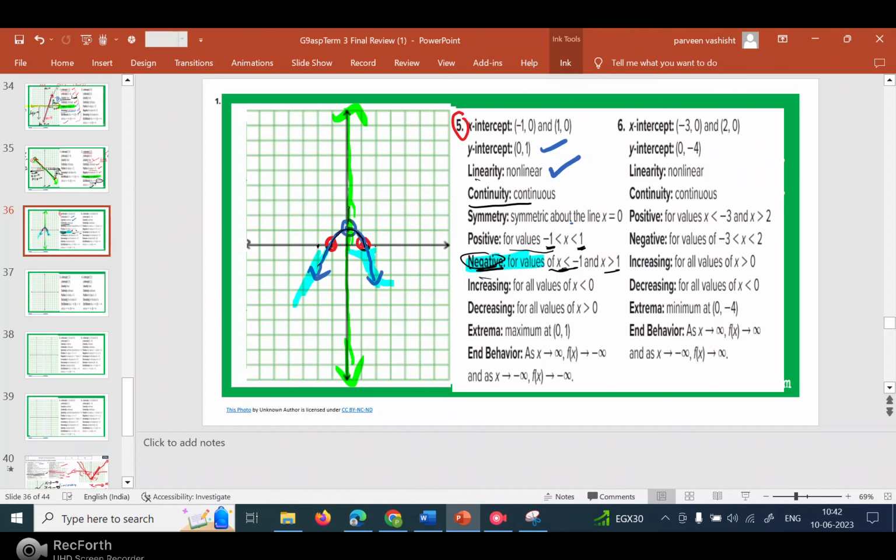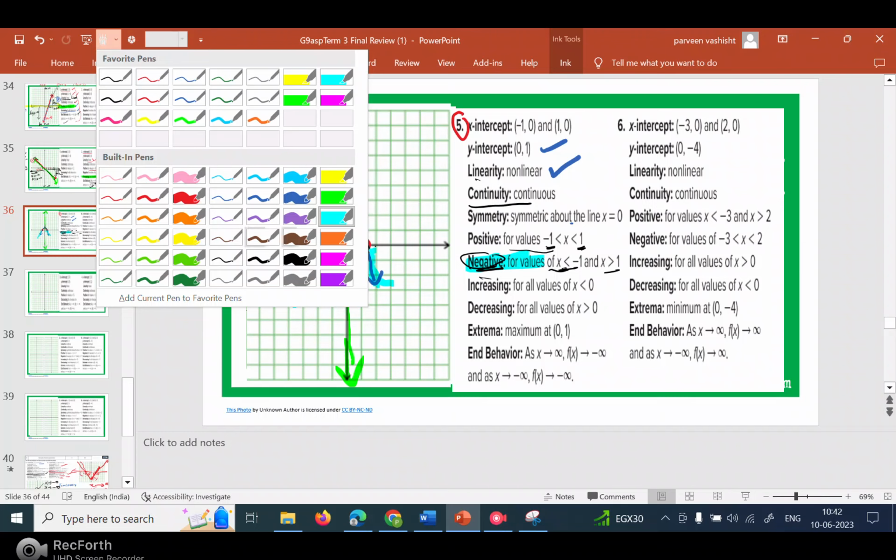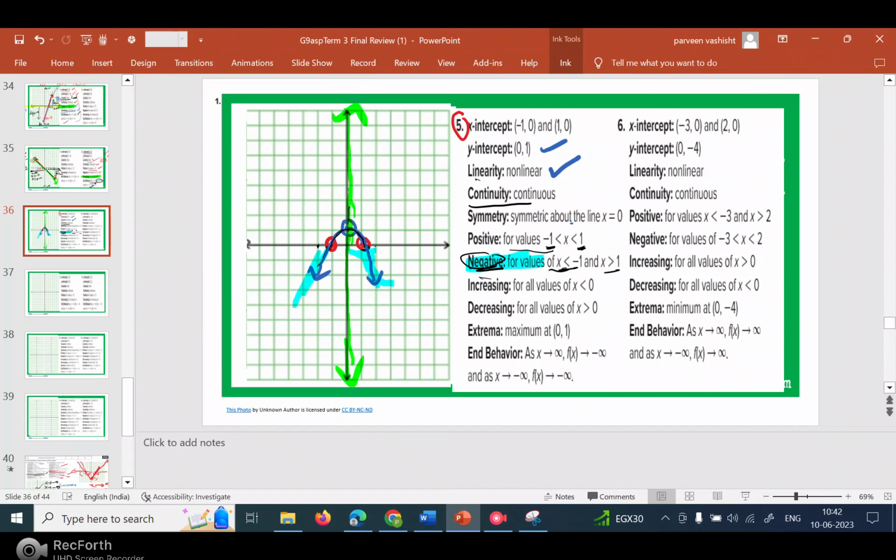After x greater than 1 and x less than minus 1, it will be down. Between minus 1 and 1, what is the nature of your graph? Positive, because it is up here, up between minus 1 and 1. So it is positive for all values.